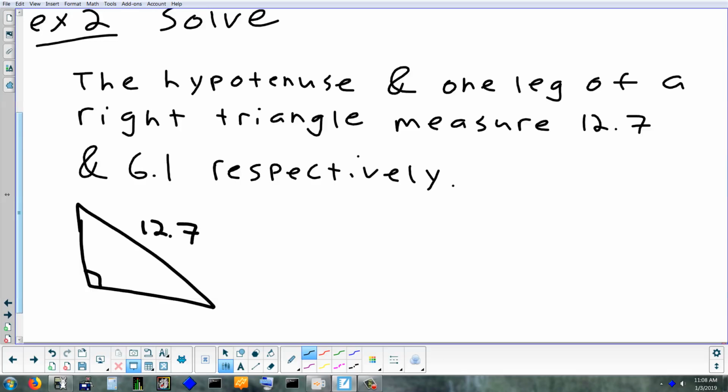And it says one of the legs. Doesn't matter which one. If you put the 6.1 in a different spot, then you're going to get the same two angles I get, just switched.